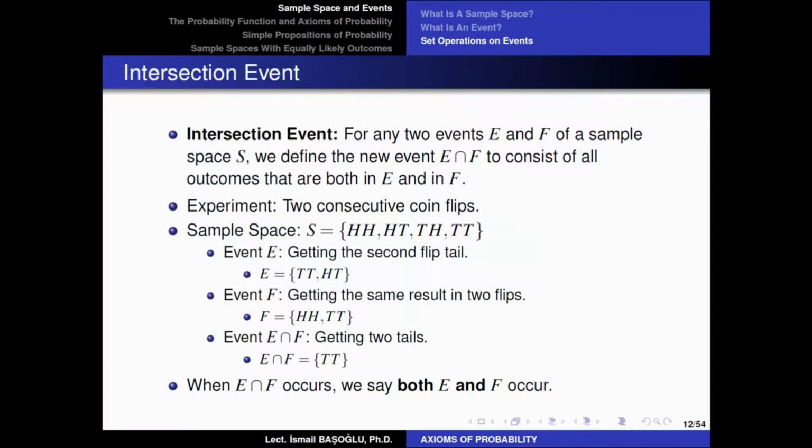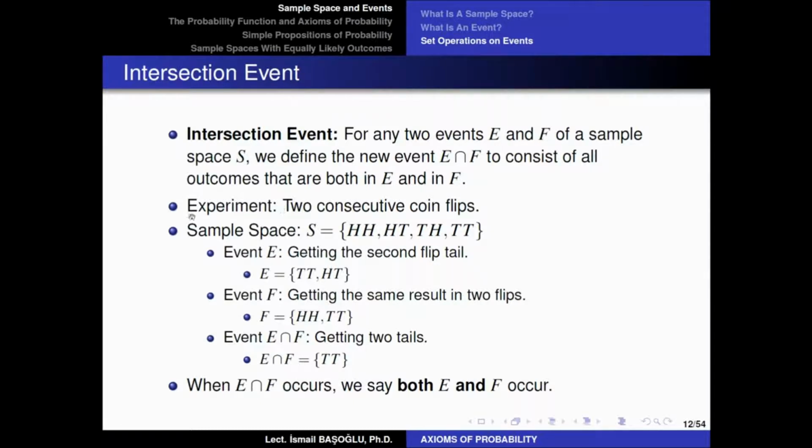Now, just like the union operation, we can perform an intersection operation on events which are defined in the same sample space. Again, imagine you have two events, E and F, defined in the same sample space S, and now we define a new event, E intersection F. E intersection F consists of all outcomes that are both in E and in F. So the common outcomes of E and F form the intersection event.